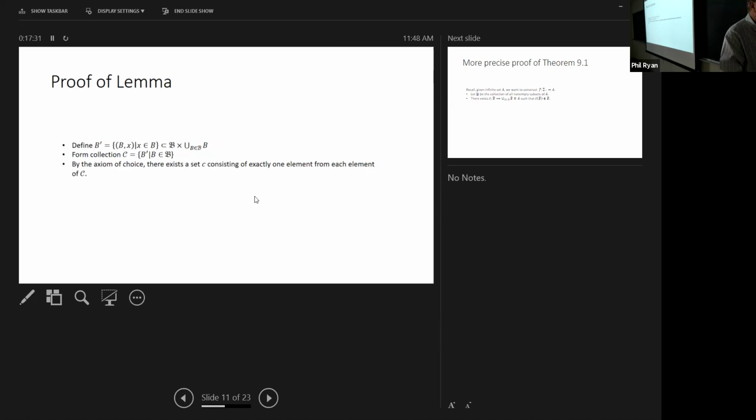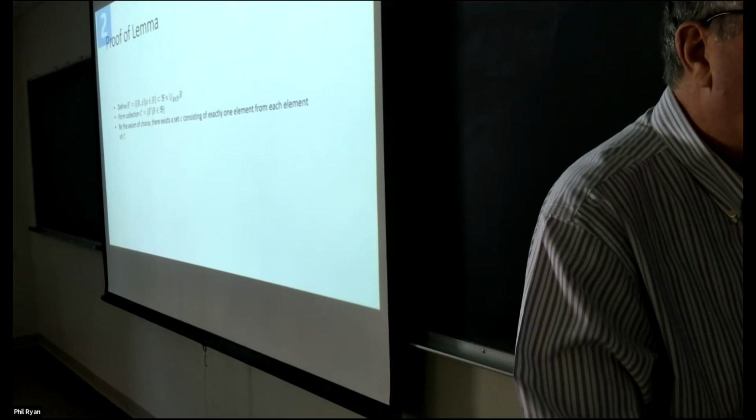So C looks like, let me write a little bit more of this. C contains just one element, which is like (B, x), whose first element is B. So there's only one element in C whose first coordinate is B. And so we let then C of B equal x. This is our choice function. Okay. And so now we can actually do our proof properly.